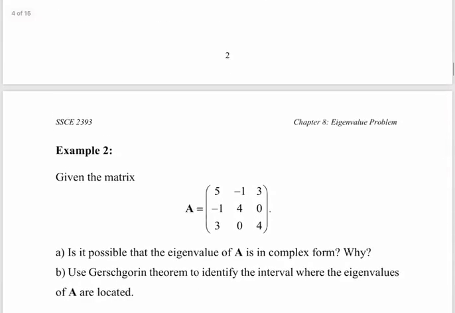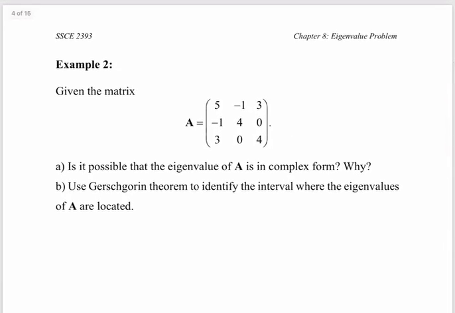Let's look at the second example. Given the matrix A: (a) is it possible that the eigenvalue of A is in complex form, and why? And (b) use the Gershgorin theorem to identify the interval where the eigenvalues of A are located.